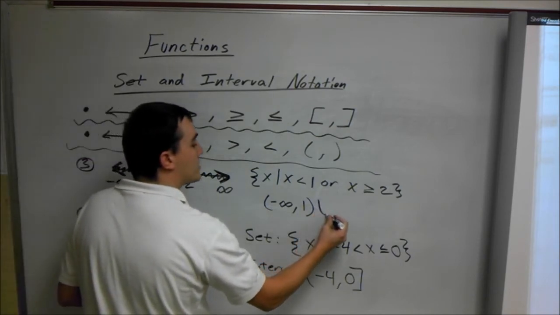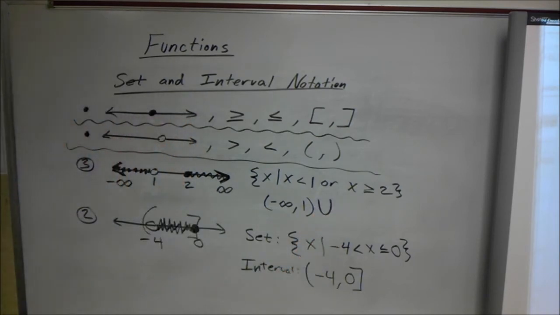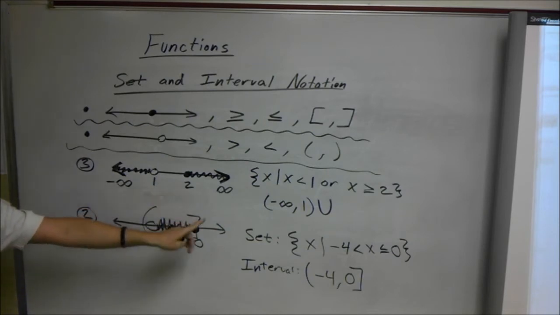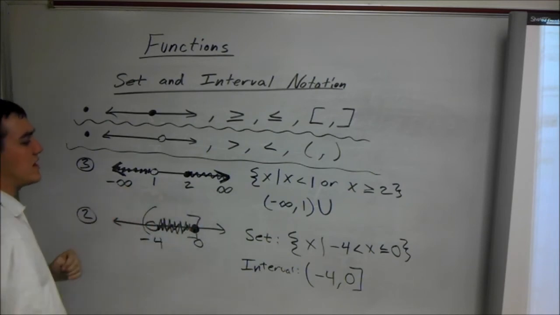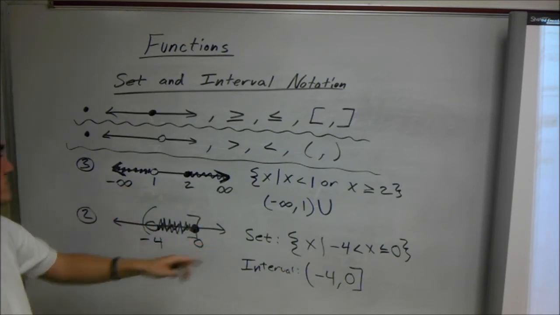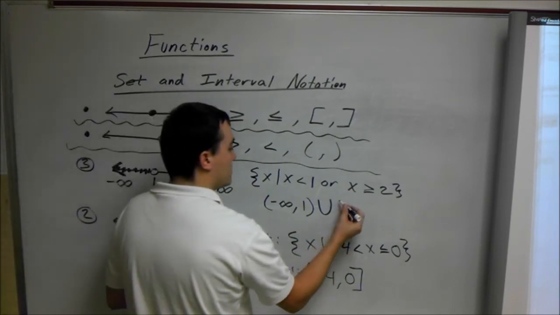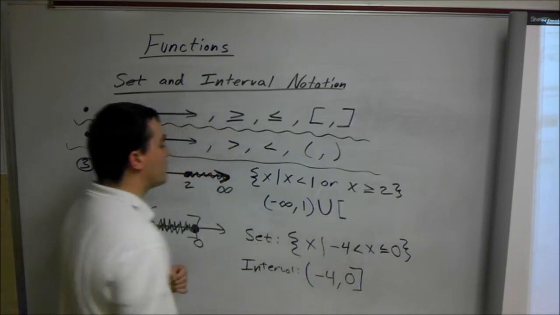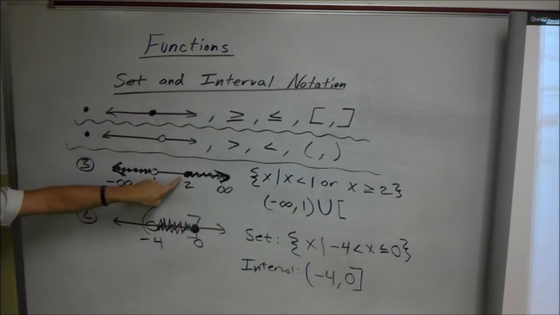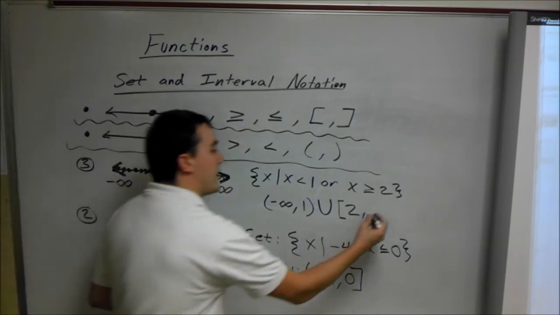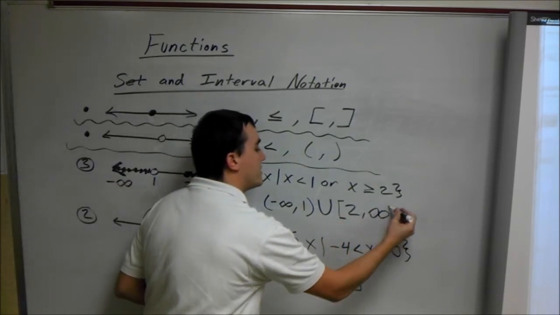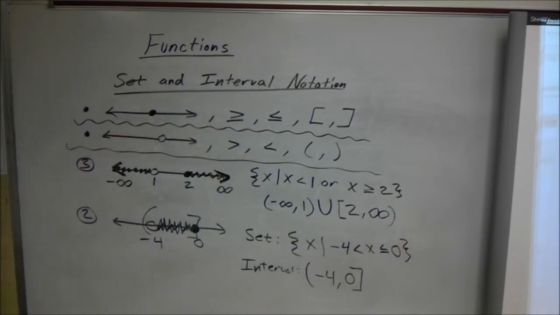When we're doing interval notation, the U in between two of these things stands for union. So we're kind of combining these two sets. The union of them gives us what x can be equal to. Bracket, because it's a closed circle, to infinity. And remember, we can't close off infinity, so we just use a parenthesis. So those are some different ways of using set and interval notation.